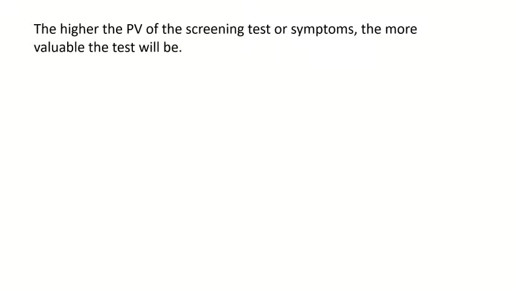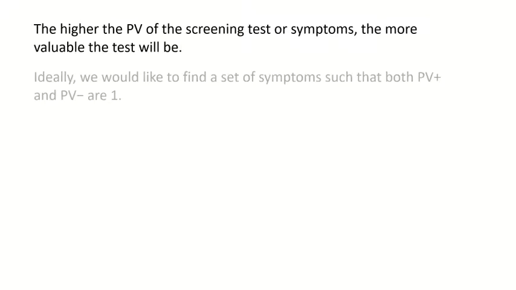So, the higher the predictive value of a screening test, the more valuable the test will be. So we are after screening tests that will give us a perfect 1 for either the PV plus or the PV minus. That's the perfect test. Don't you agree? Meaning to say the test will 100% predict if you have the disease.